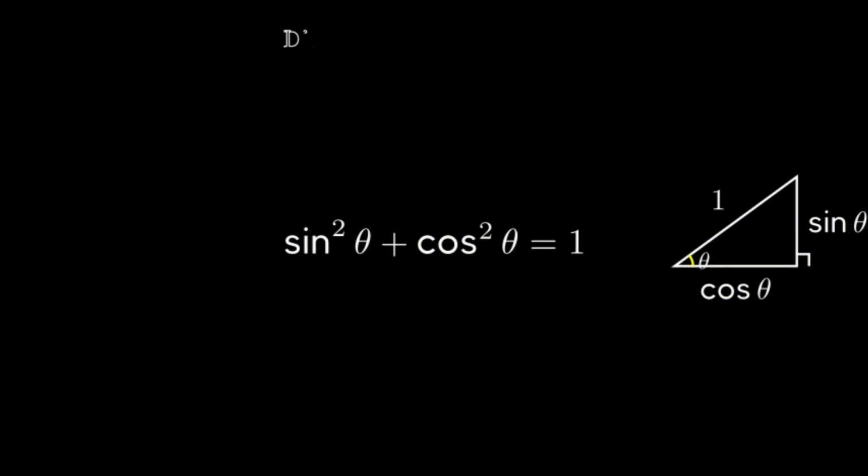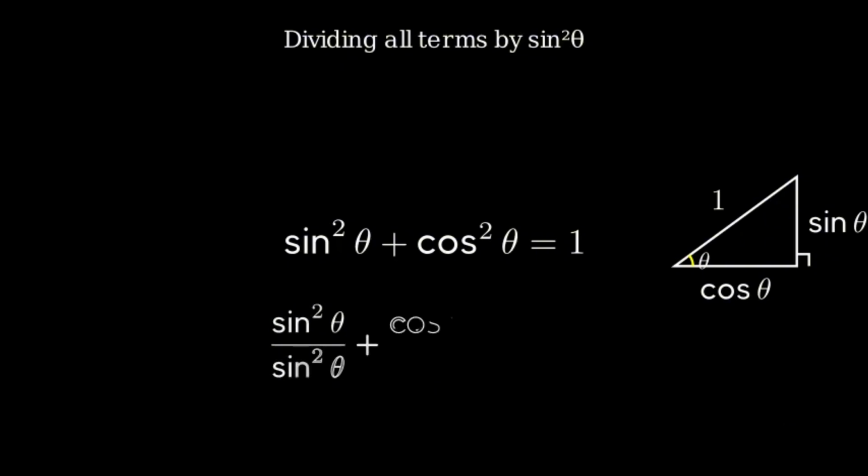To derive the cotangent identity, we'll perform an algebraic operation on the Pythagorean identity. Specifically, we'll divide every term by sin²θ. This is a common technique when deriving trigonometric identities, dividing by one of the squared functions. When we divide each term by sin²θ, the left side becomes sin² over sin² plus cosine² over sin², and the right side becomes 1 over sin².